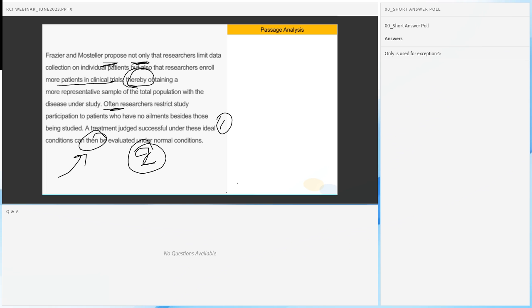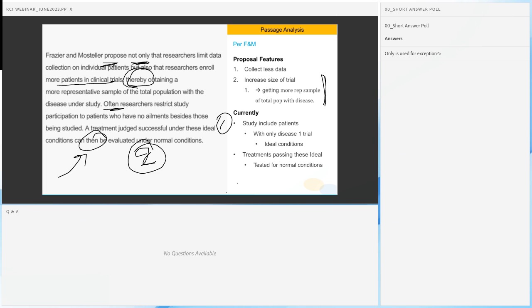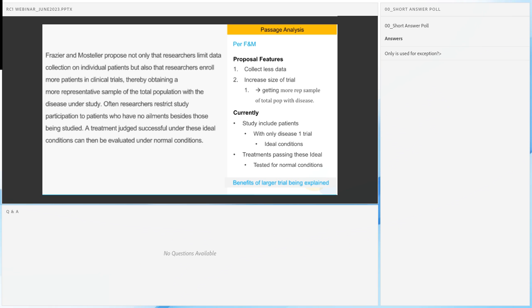All right, so what's going on over here? We're saying there's a second proposal here where we're increasing the size of the population that's going under trial, and as per FNM's assertion, you're going to get a much more representative sample of people under disease. Currently, we first go through ideal conditions, and then we do a second step where we treat for normal conditions. Let's move forward.